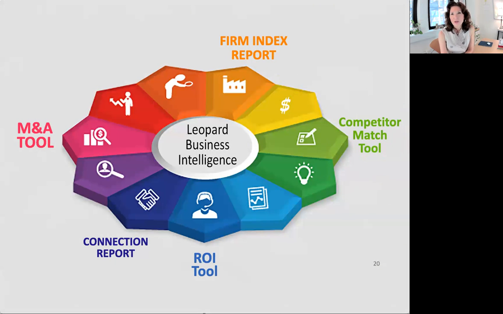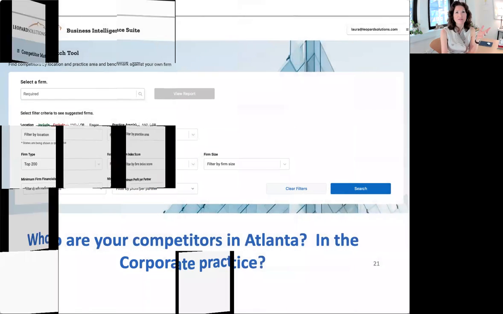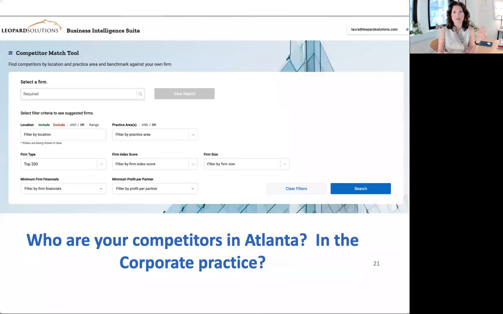The next report we wrote is our competitor match tool. We were so happy in Firmscape when we started listing competitors to each law firm, and then what happened? Law firms said, well, wait a minute, we have different competitors for every practice area in every city. So we said, okay, back to the drawing board. So here we will let you find who your competitors are in Atlanta or in the corporate practice area all over the country or all over the world.